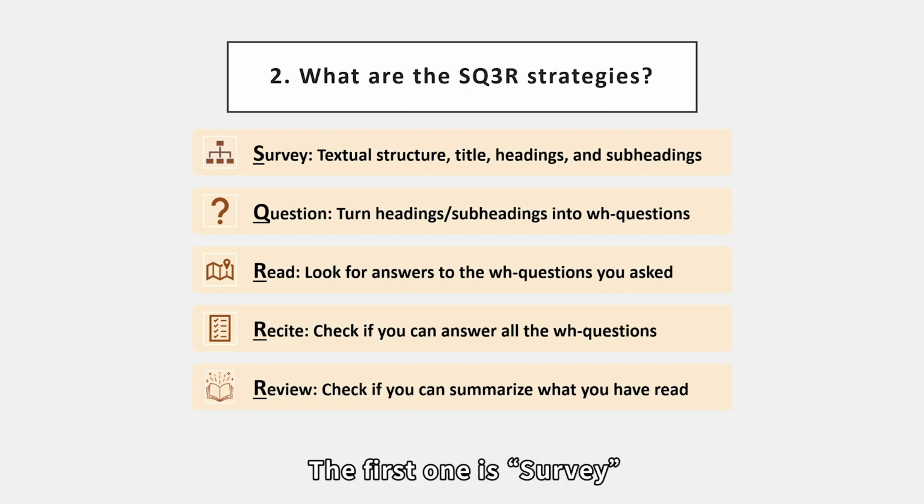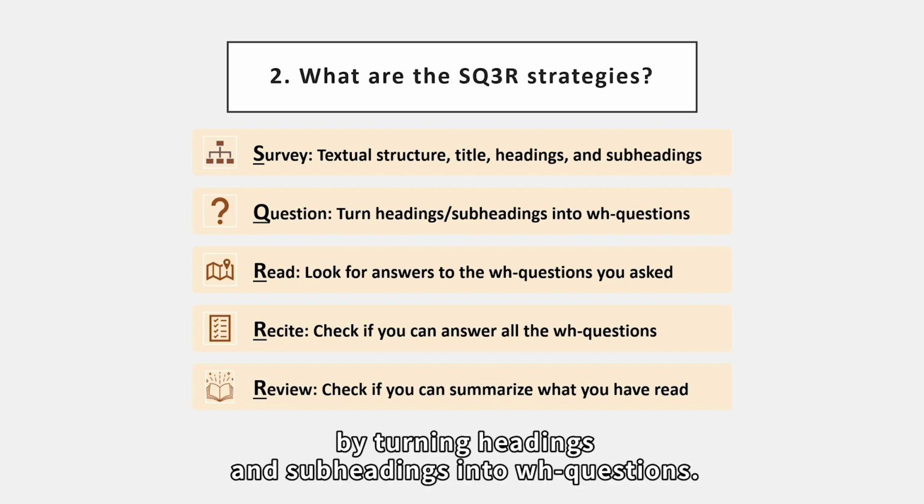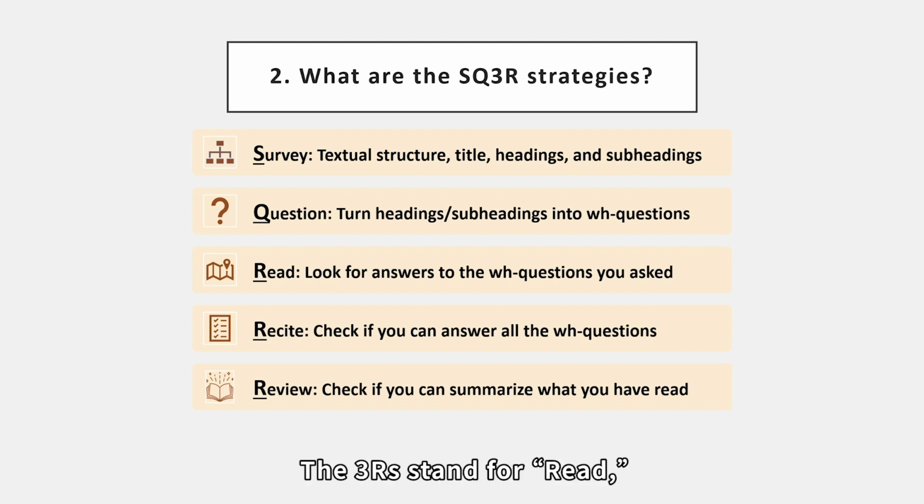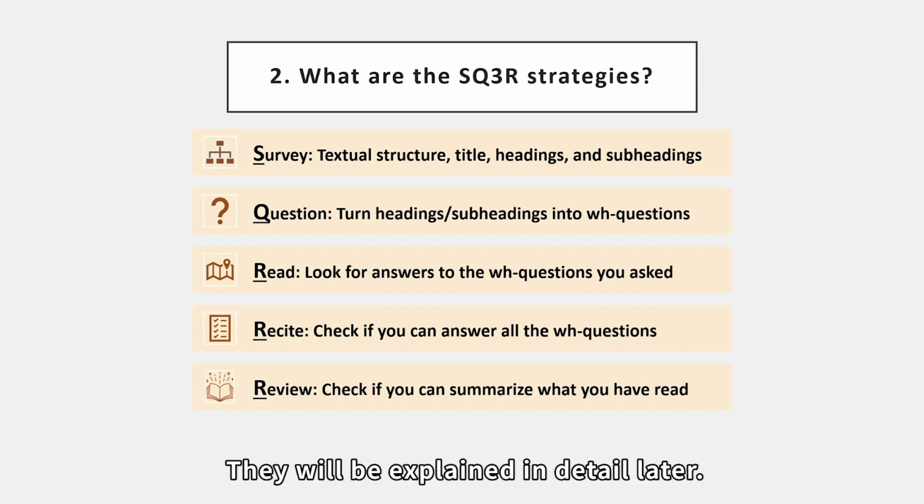The first one is Survey, with a focus on textual structure, including the title, headings, and subheadings. The second strategy is Question, by turning headings and subheadings into WH questions. The 3 R's stand for Read, Recite, and Review. They will be explained in detail later.